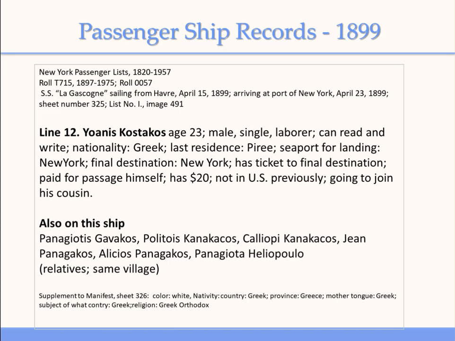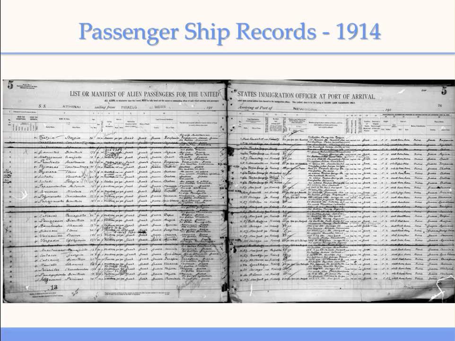Note also who's on the ship with your ancestor. Here there are several people, all of whom are relatives, all are from the same village of Ios Ioannis from which my grandfather left. These are important clues to help you determine if the person that you're seeing on the manifest is indeed your ancestor.